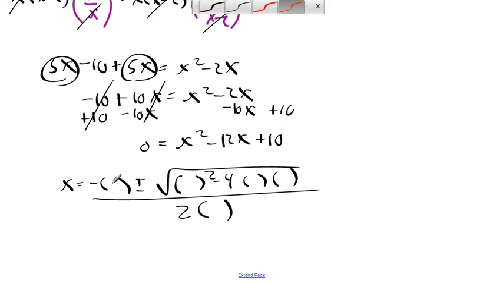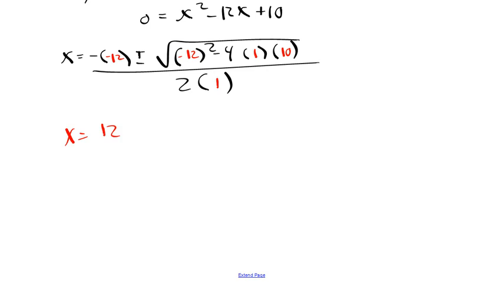All right, let's go ahead and plug in our values. So we plug in our b value right here, which is -12. Plug in our b value here, -12. Plug in our a value here, 1. Plug in our c value here, 10. And plug in our a value here, 1. Let's keep rolling.